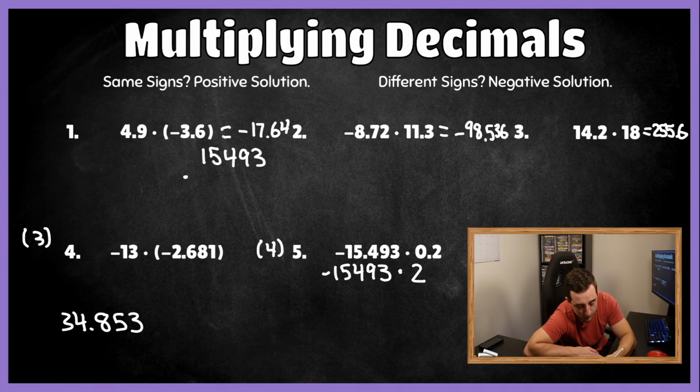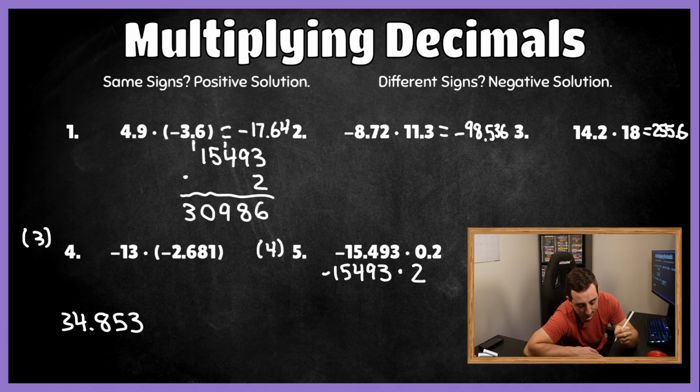15,493 times 2. 2 times 3 is 6. 2 times 9 is 18. Carry the 1. 2 times 4 is 8 plus 1 gives us 9. 2 times 5 is 10. Carry the 1. 2 times 1 plus 1 gives us a 3.